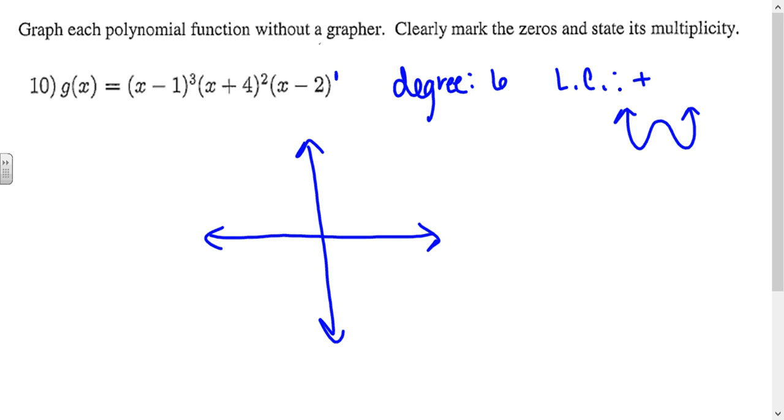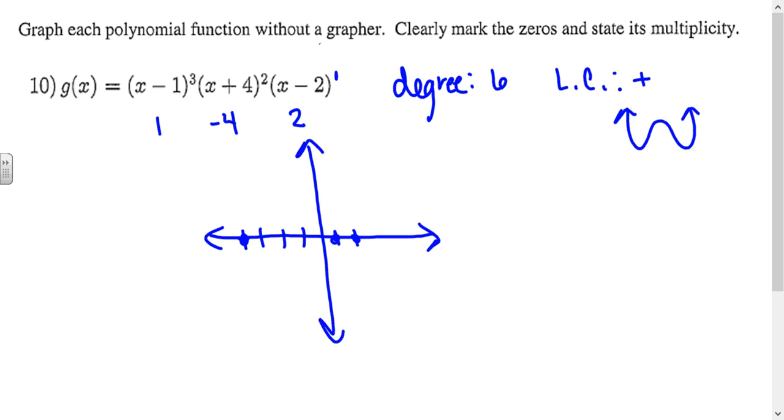what would be the zeros? Okay, well, if I set this one equal to 0, I have 1. If I set this one equal to 0, I have negative 4. And if I set this one equal to 0, I have positive 2. So I'm going to put all of those on the graph. So negative 4, positive 1, and positive 2.